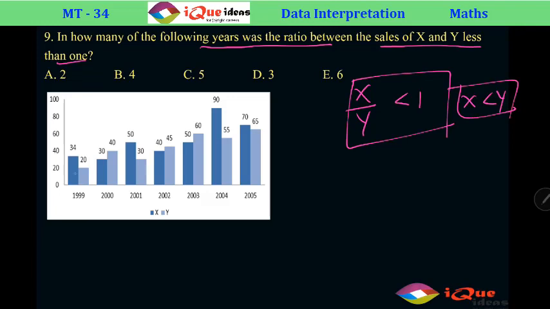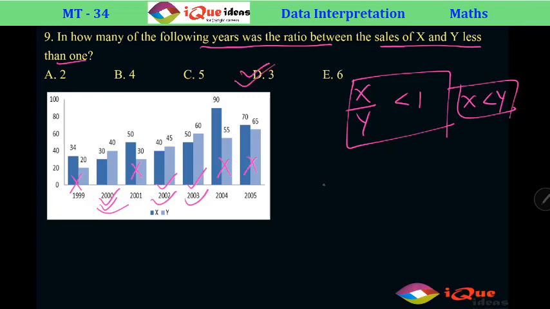So count it. In 1999, X is higher. 2000, X is lower, right? So this will be our answer. 2001, X is higher. 2002, X is lower. 2003, X is lower. 2004, X is higher. 2005, X is higher. So there are 1, 2 and 3 years in which X is lower. That means the ratio of X and Y will be less than 1. So 3 years will be the answer.